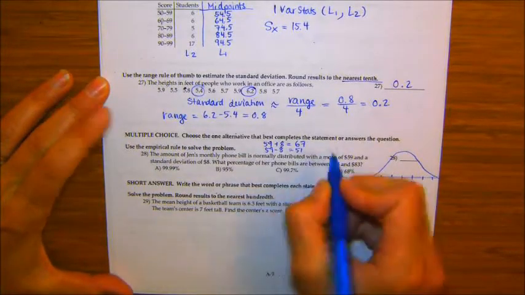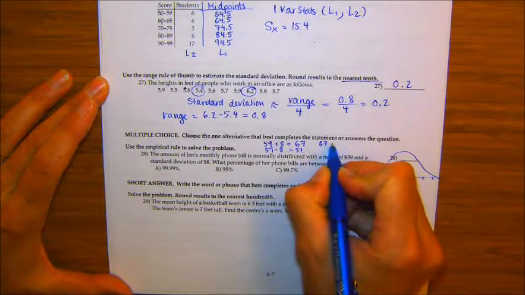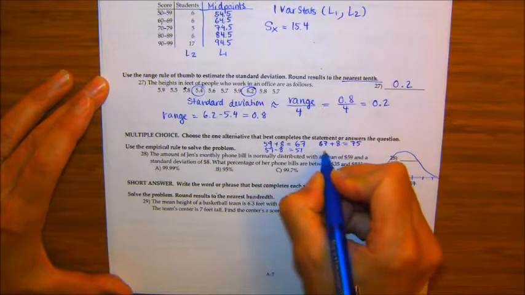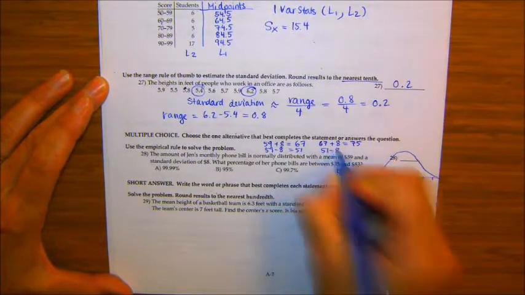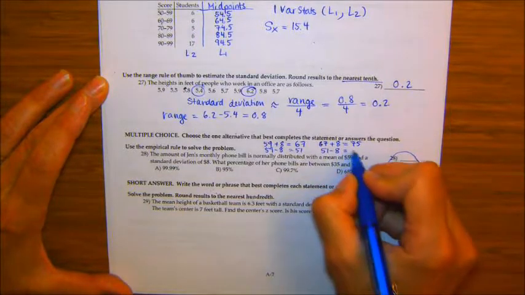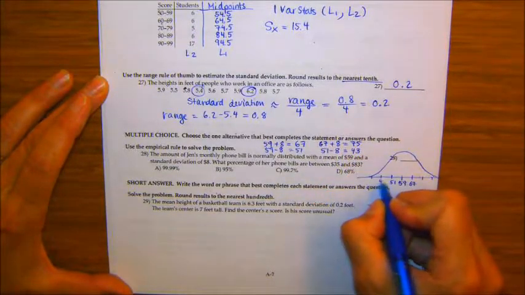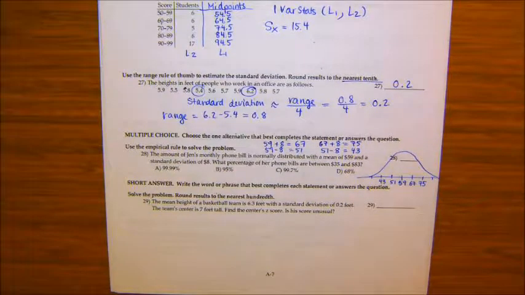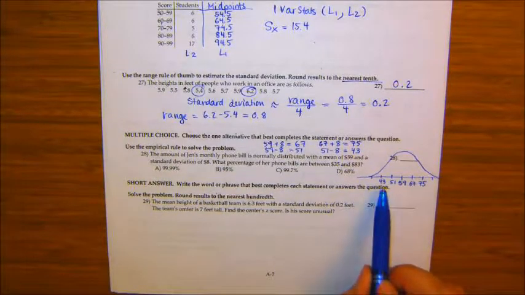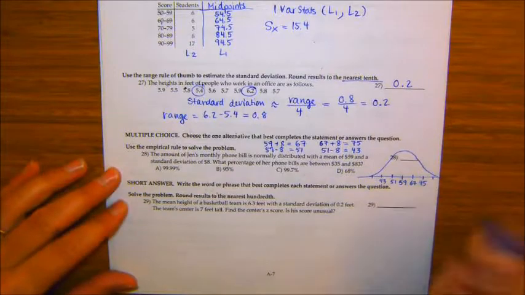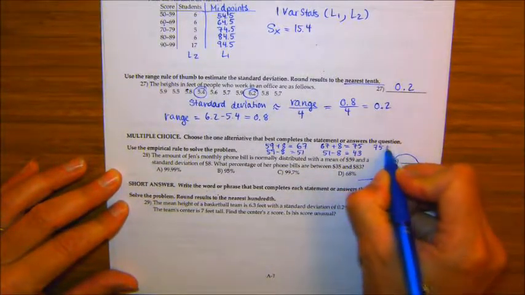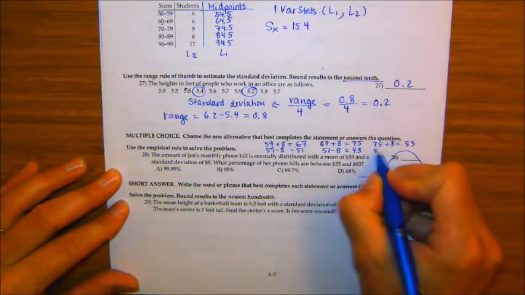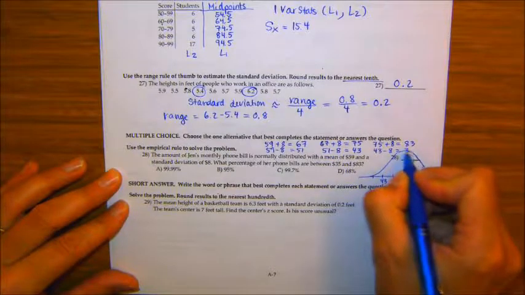So let's keep going. We're going to add 67 plus 8, which is 75. And then we're going to go 51 minus 8, and that should be 43. So we have 43 to 75. Now we can say that 95% of our data is between 43 and 75, but again, we're still not there. So we're going to do 75 plus 8, which is 83. And then we're going to do 43 minus 8, which is 35.